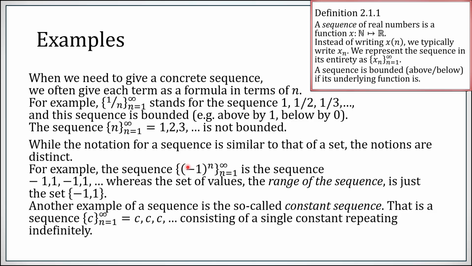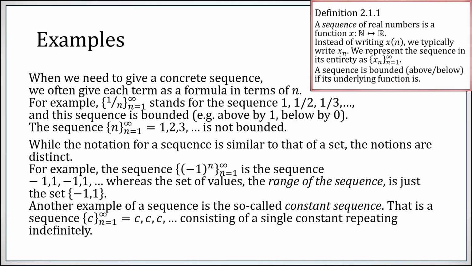But if you were just looking at a set of values, that would be the range of the function. That just has two numbers in it, negative 1 and 1. The sequence really carries this notion of what comes next, what comes next. A set doesn't have an ordering in it. There isn't a first element of a set and a second one, and so forth.